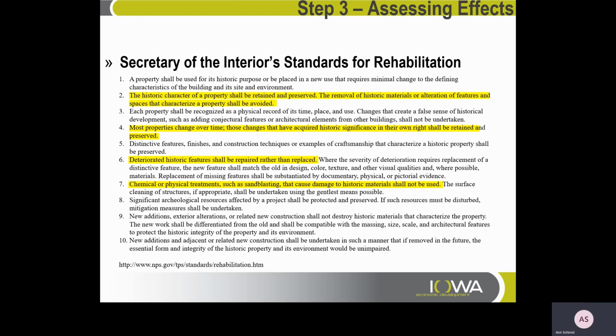Number 4, most properties change over time. Those changes that have acquired historic significance in their own right shall be retained and preserved. So in this case, even if the property was built in 1890, if it has a 1910s addition, the components of that 1910s addition may not disqualify it from the National Register. They could actually contribute to its significance, and therefore those components should also be retained. Deteriorated historic fabric shall be repaired rather than replaced. And then the chemical or physical treatment, such as sandblasting, that causes damage to historic materials shall not be used.